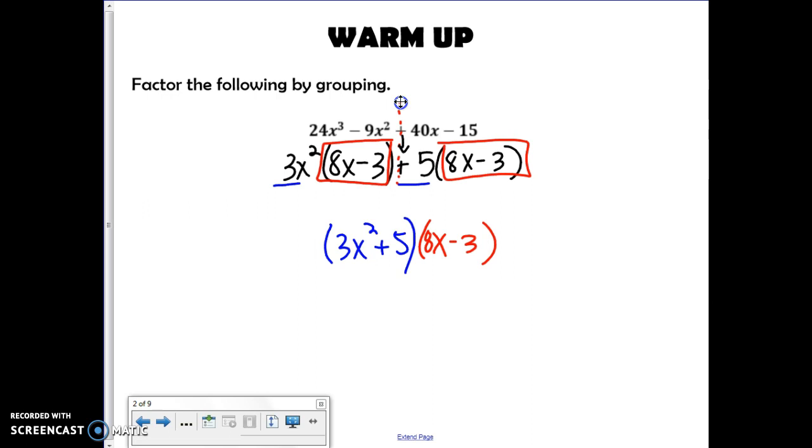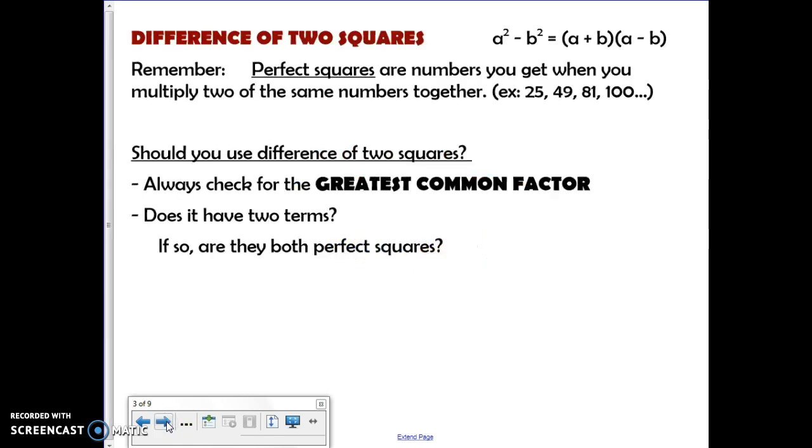So just a little recap of what we've already done. Today we are talking about a couple different special cases that can happen. One of them is called the difference of two squares. So this would look like something like this up here. If we have a difference of two squares, remember difference means subtraction, so they have to be being subtracted, it can be factored to look something like this.